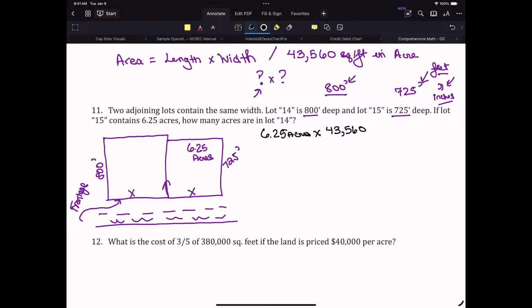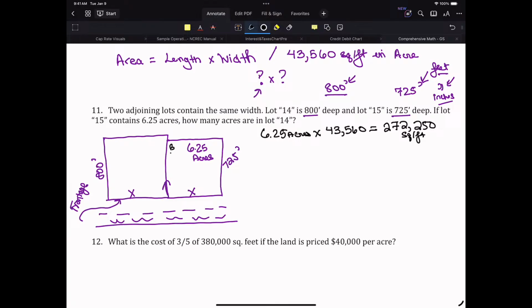Oopsie pie. Helps if I make sure I don't move my screen around. There we go. I'm going to get, assuming I calculate it right. Now, if I calculate wrong, I'm sorry. I'm not the world's best calculator person. Just let me know. 6.25 times 43,560 equals 272,250 square feet.